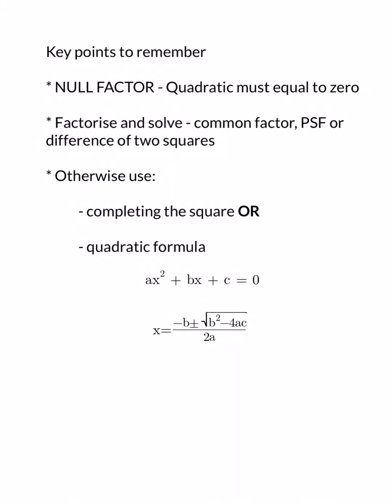The quadratic formula needs the equation to be in the form ax squared plus bx plus c equals 0. So a is the value in front of the x squared, b is the value in front of the x, and c is the constant on the end. The quadratic formula is x equals minus b plus or minus the square root of b squared minus 4ac, all over 2a.